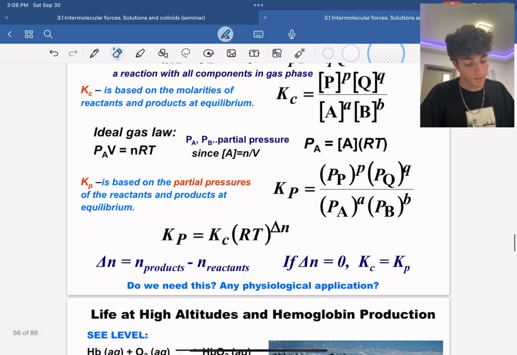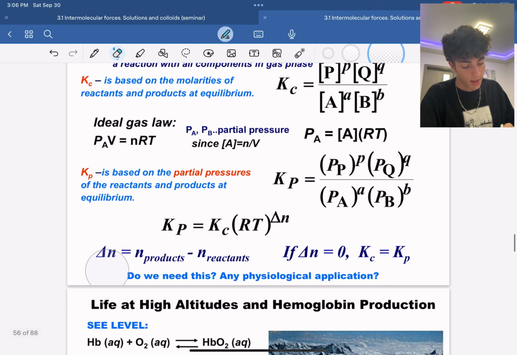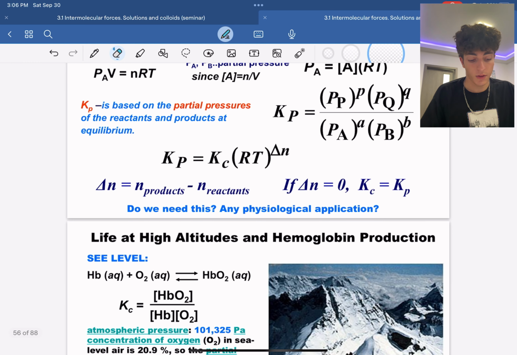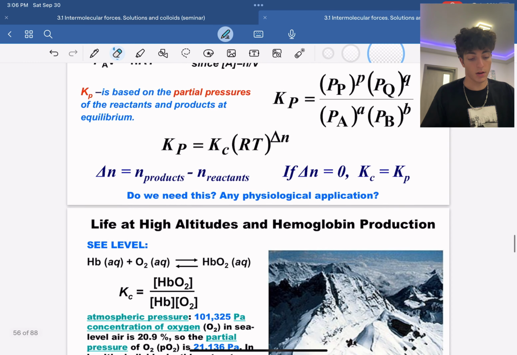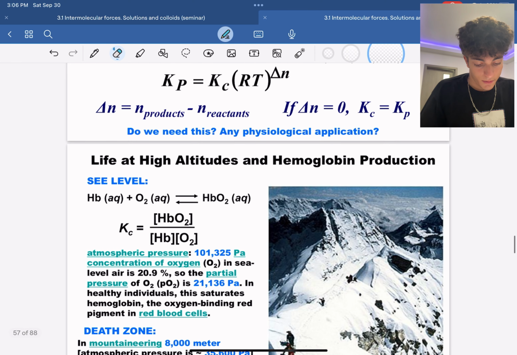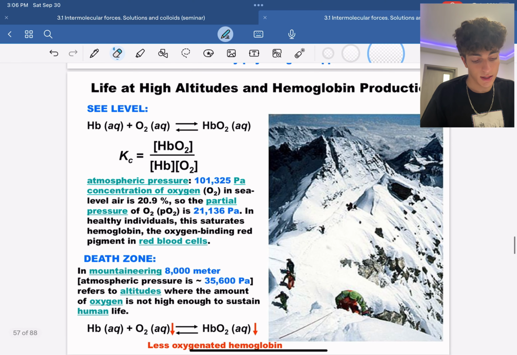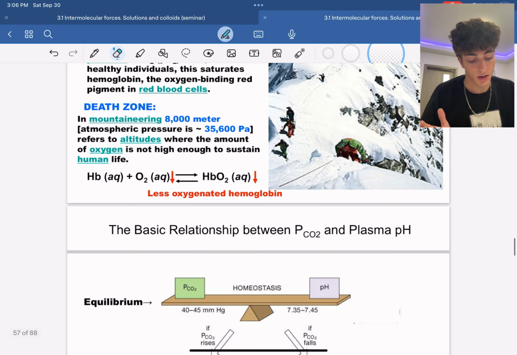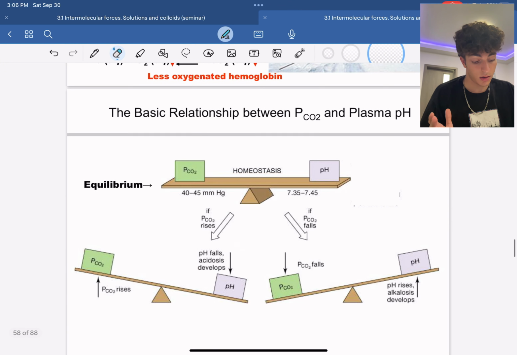So, that is placed here, and then you calculate it like that given the Kc, or you can work backwards, okay? This is just an example at higher altitudes. I'm not going to explain this. It's just an example, a real life example, not really important. They're not going to ask you about it.